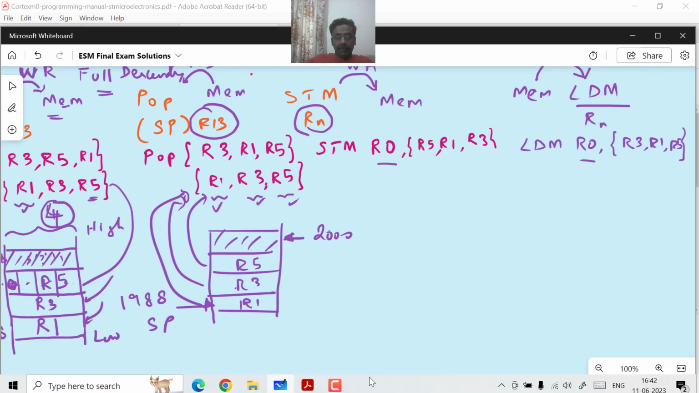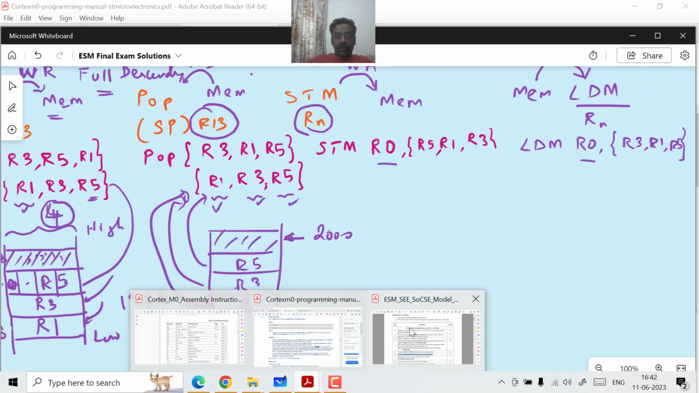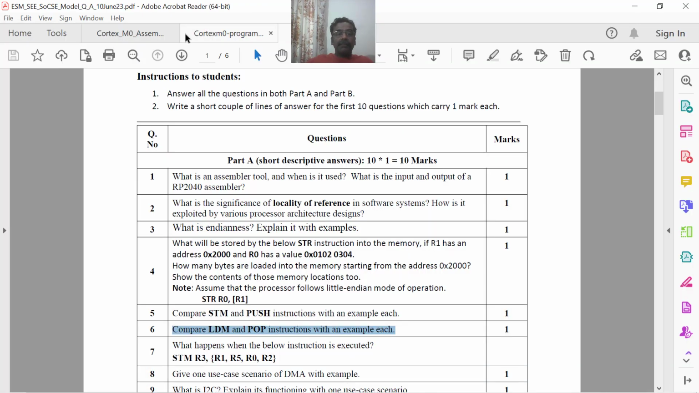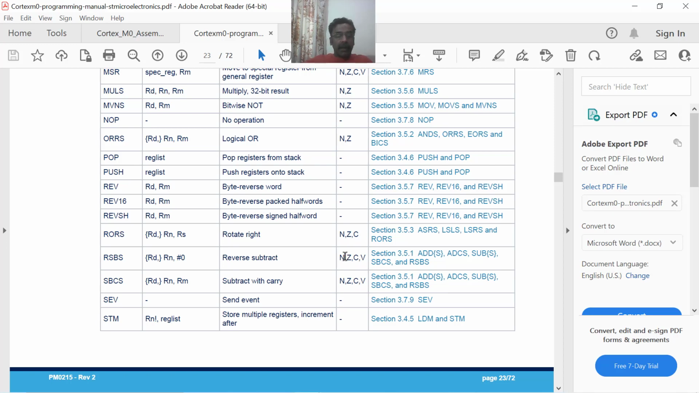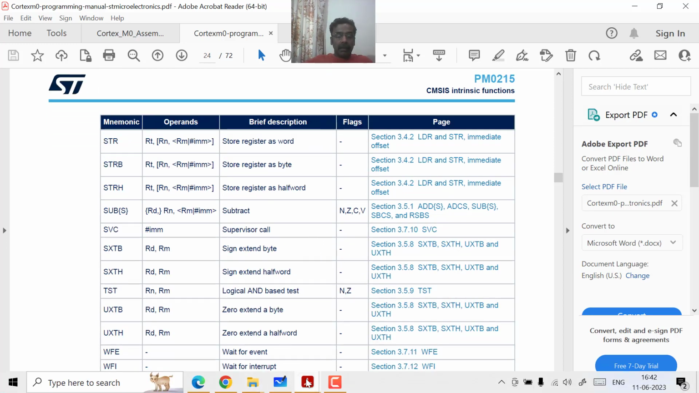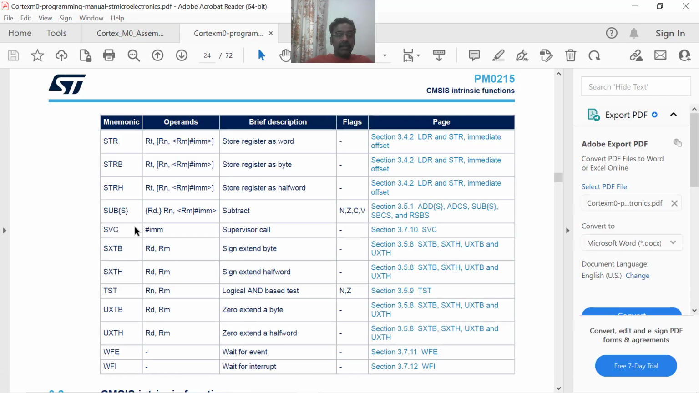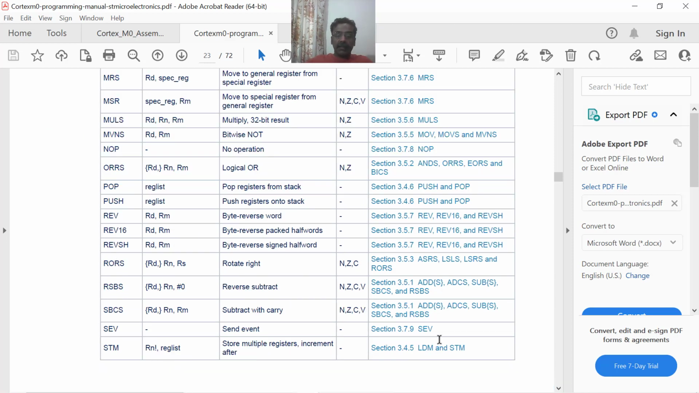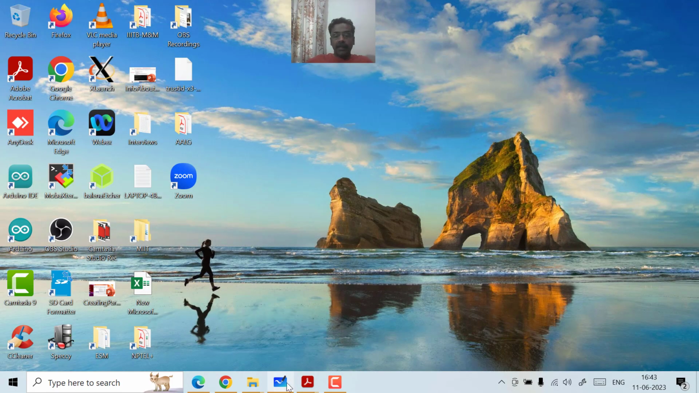Now let me come back to LDM and STM, which we left out in the last lecture. So let me come here to the manual and go back. We are looking at the instruction which is STM. So let me look at the STM. Where is it here? STM is here. So let me go here. Before I show you the manual, let me explain it clearly.